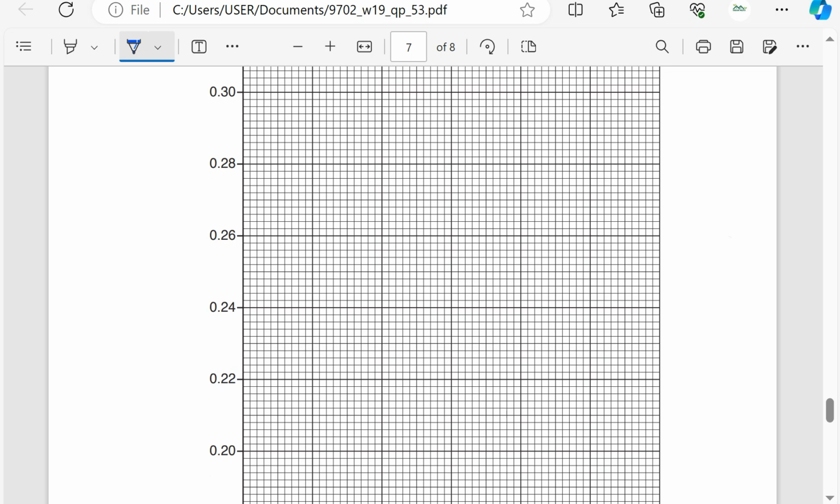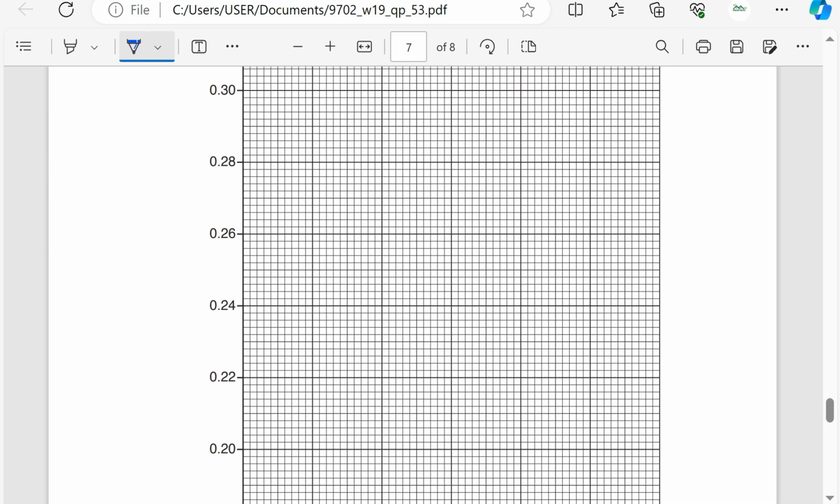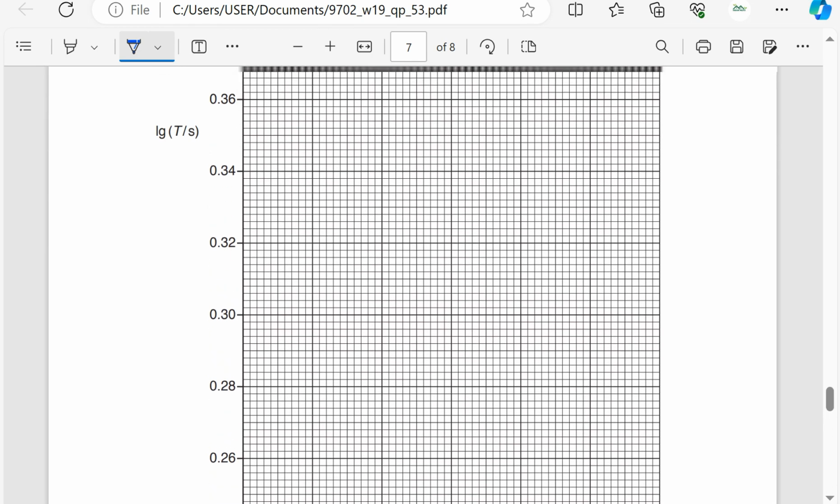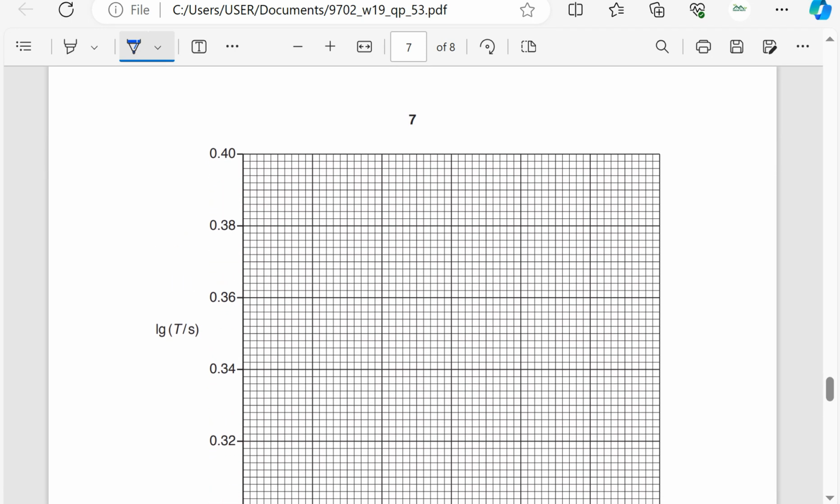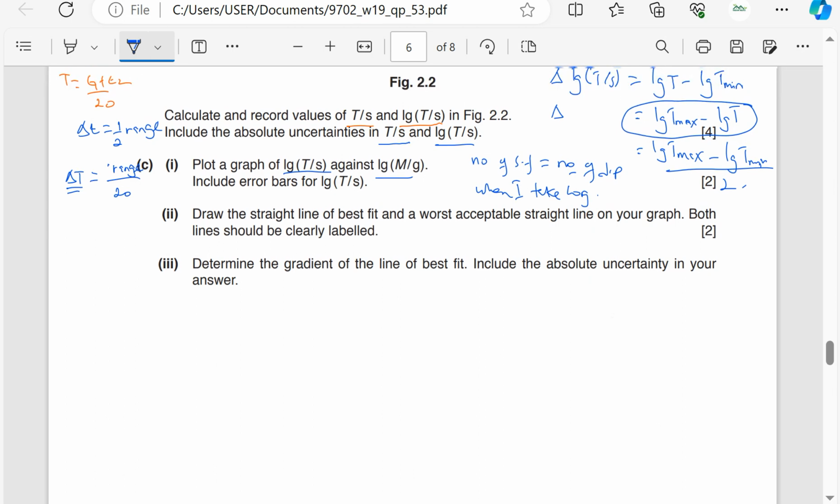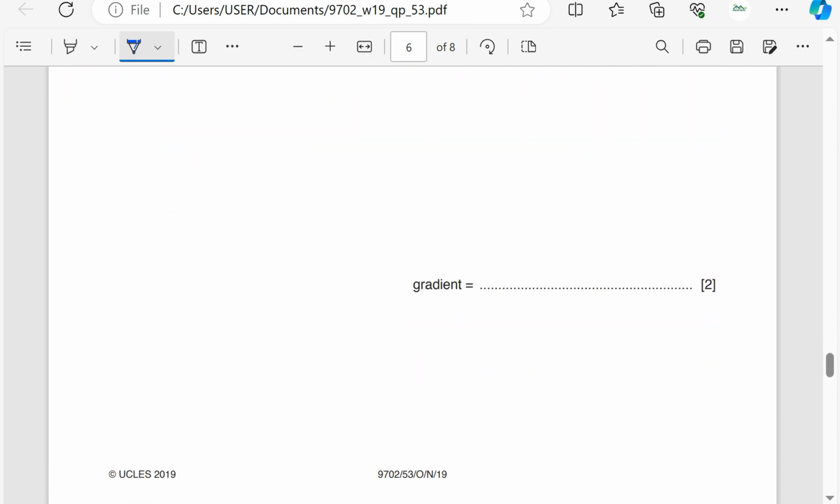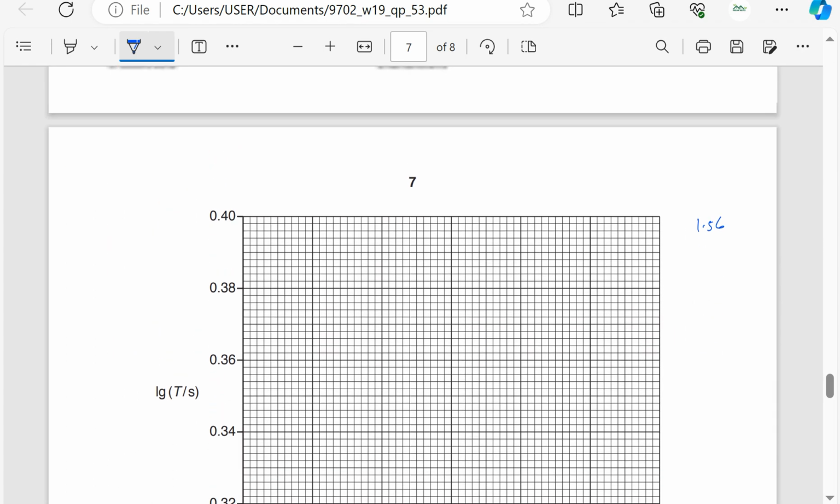So we have to plot these points. Now let's start plotting. I think I'll write the points here for me to easily plot. Now we are plotting log of t against log of m. I'm not supposed to write here, but because I don't want to keep going back on the previous page every time.